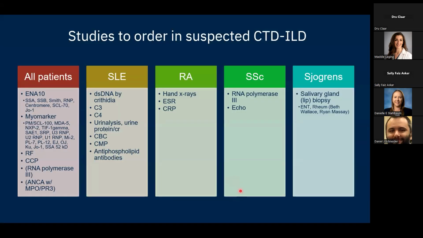I'm not going to go through this in detail, but just so you have it, here are some other studies to order in suspected connective tissue diseases. For all patients, we get an ENA, myomarker, rheumatoid arthritis serologies, and then consider ANCA and RNA polymerase antibodies as well. But there are other suggestions if you're suspicious for a specific connective tissue disease.